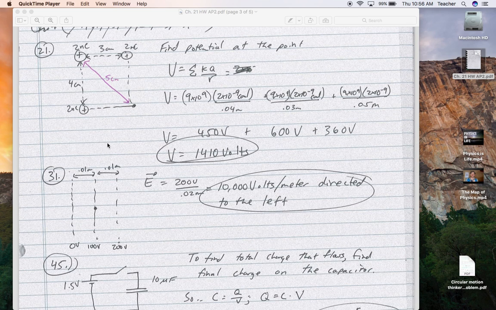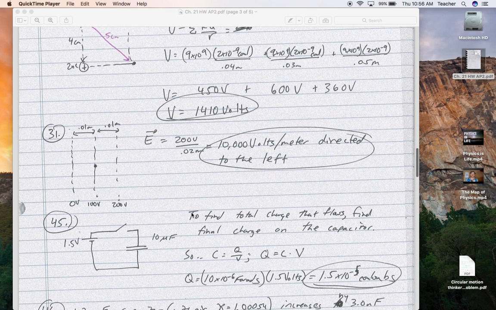For 31, I looked at the picture, realized I have a 200 volt potential difference over 0.02 meters, and that's 10,000 volts per meter.